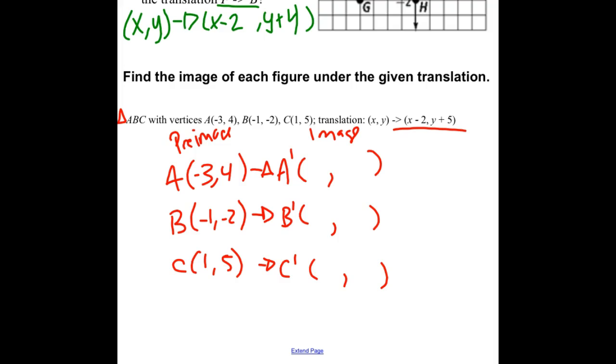We're going to fill in these values in our ordered pair using the translation rule right here. It says x minus 2. That means we subtract 2 from that x value, and negative 3 minus 2 is negative 5. Then it says y plus 5, so we take the y value 4 and add 5, and 4 plus 5 gives us 9. And we have our first translation image. Pause the video and do the next two on your own. All right, you can check your solutions with mine. I got (-3, 3) for B prime and (-1, 10) for C prime.